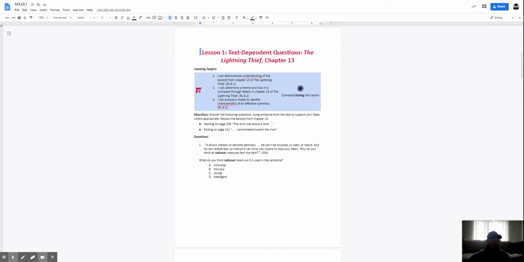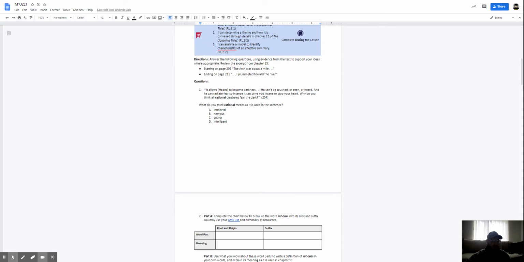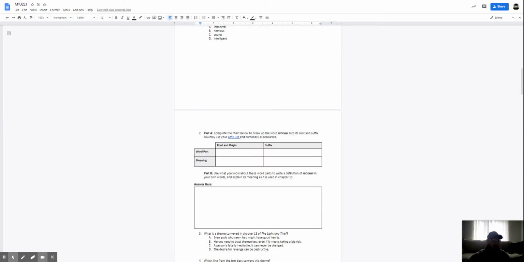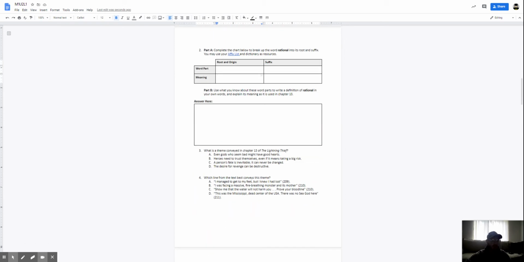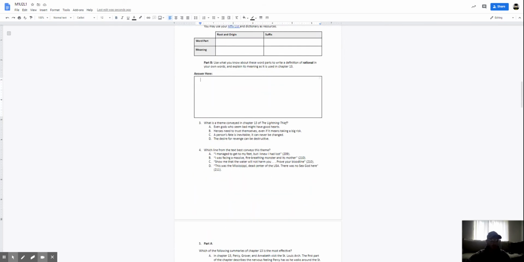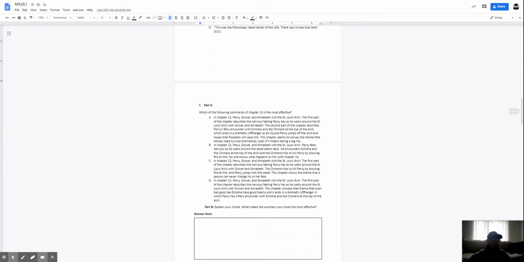There are some text dependent questions for Chapter 13. Pretty simple. They're multiple choice. And then again, that word. So you look at what does rational mean? You look it up, Google the suffix and the root and origin. And then you answer some more multiple choice questions. And then this one, there are some summaries.